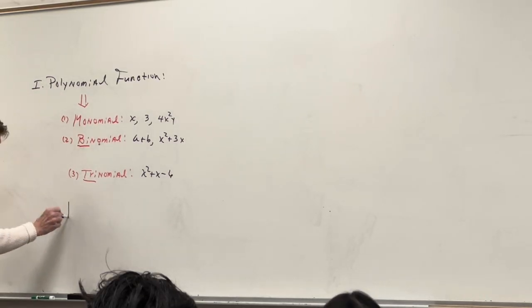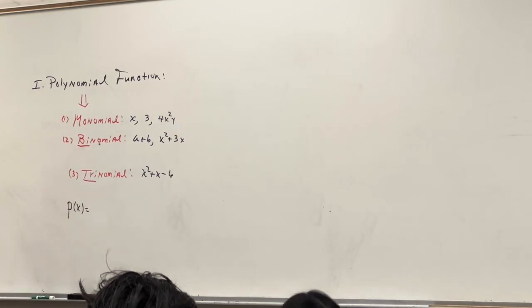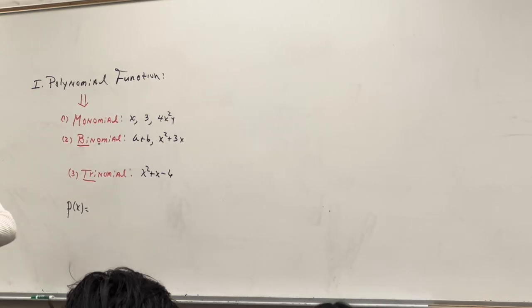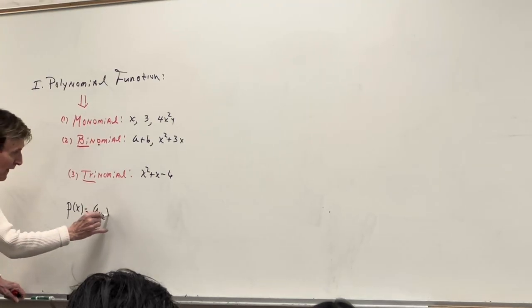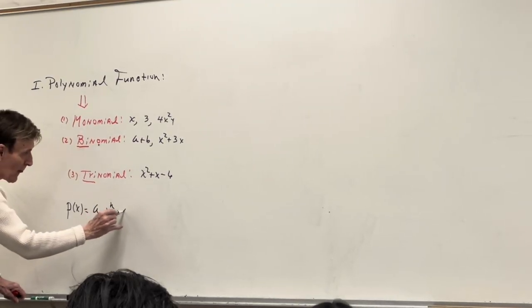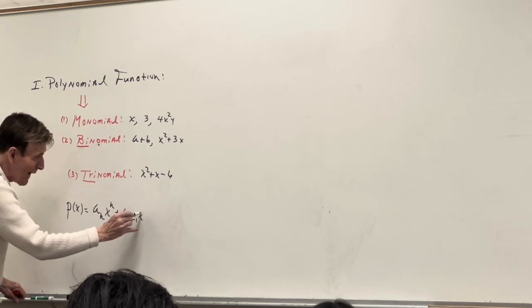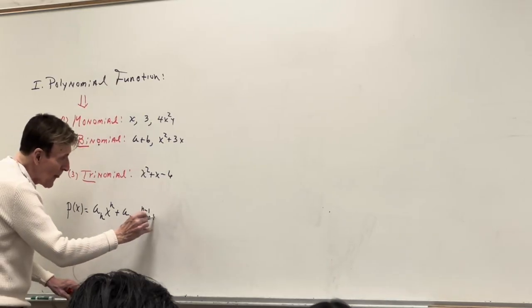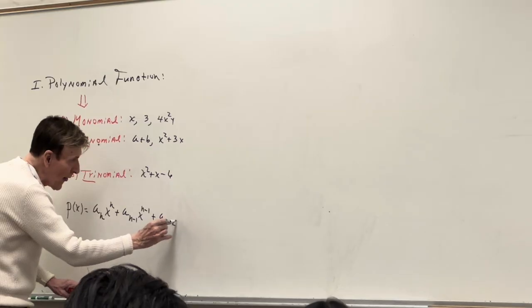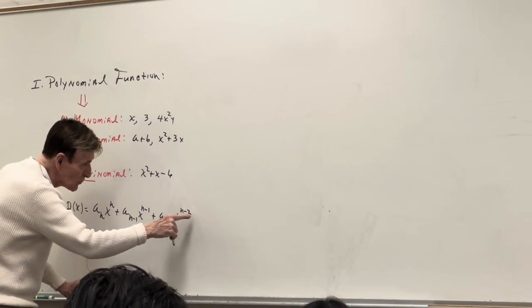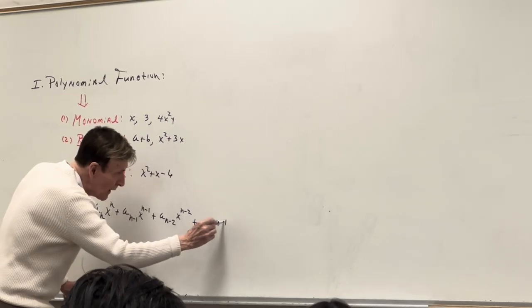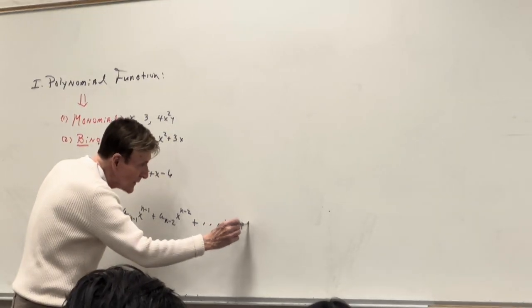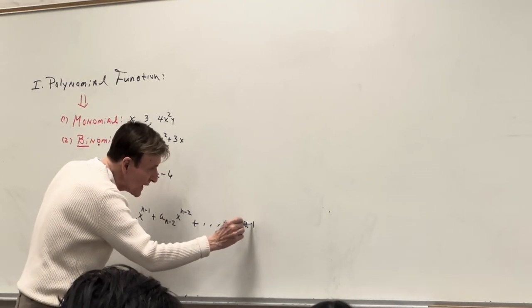Gia, tell the class what I have written, and then we'll take a break. On that handout for a standard form for all polynomial functions, called P of x. P of x is equal to a subscript n x superscript n plus a subscript n minus 1 x superscript n minus 1 plus a subscript n minus 2 x superscript n minus 2 plus, and then it's the dot dot dot. Plus a subscript 1 x plus a subscript 0 on the end.